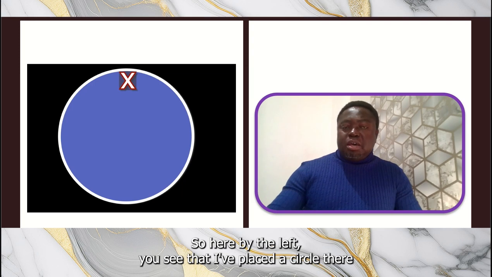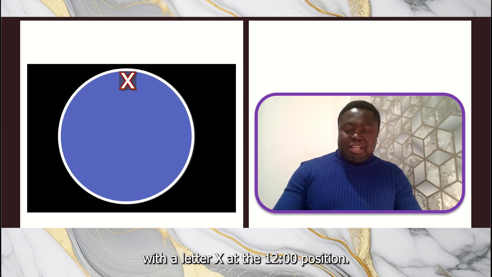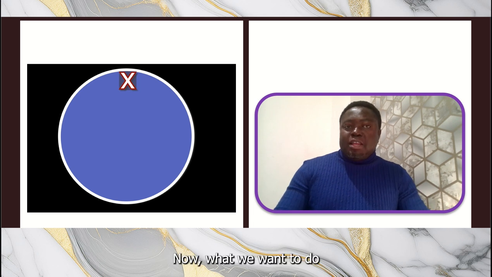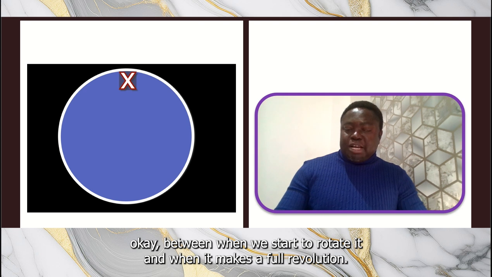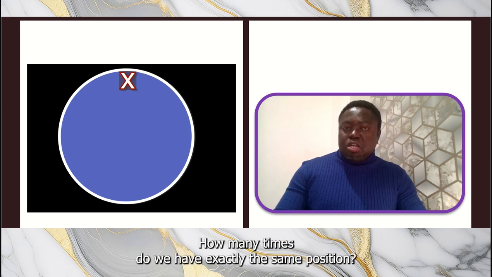So here by the left, you will see that I've placed a circle there with a letter X at the 12 o'clock position. Now, what we want to do is to begin to rotate the circle with the X and see, between when we start to rotate it and when it makes a full revolution, how many times do we have exactly this same position?